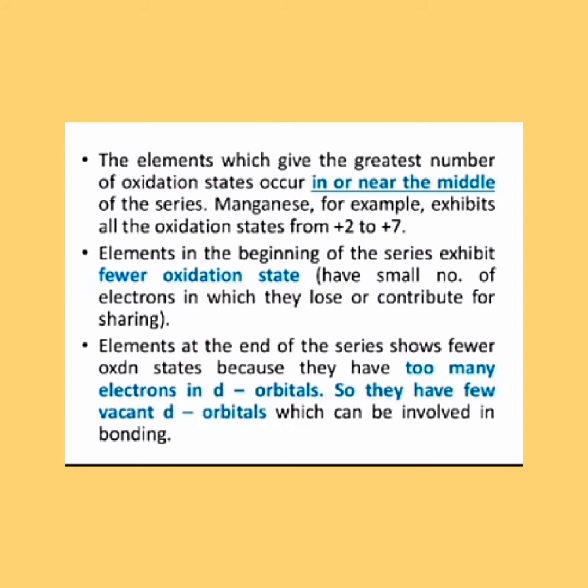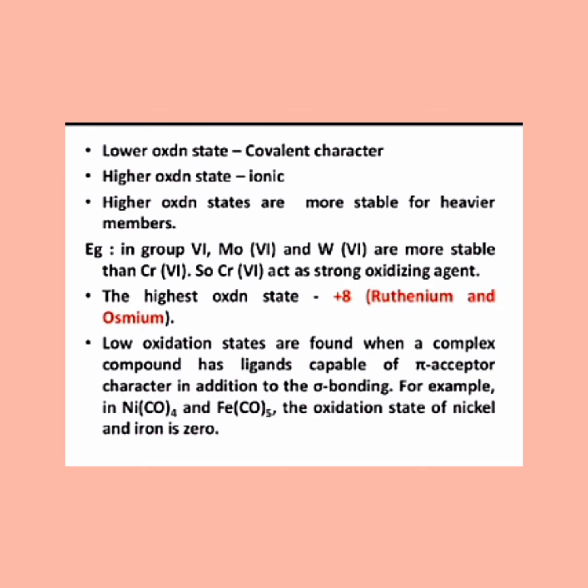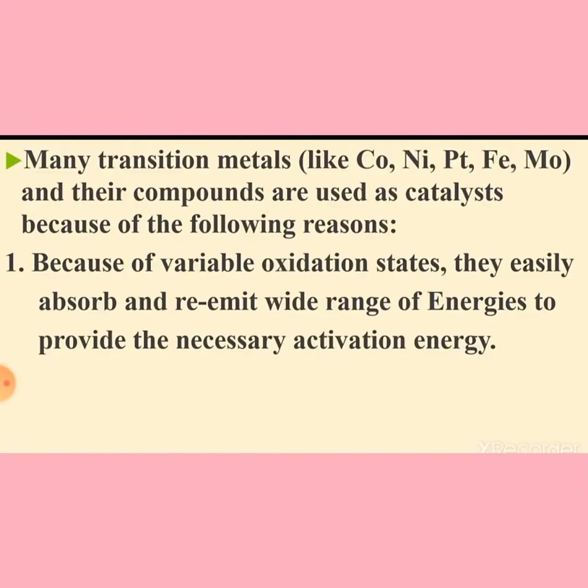The elements at the beginning of the series exhibit fewer oxidation states, those in the middle of the series exhibit greater oxidation states, and those at the end of the series show fewer oxidation states. Lower oxidation state means greater covalent character. Higher oxidation state means ionic character. Higher oxidation states are more stable for heavier members. Lower oxidation states are found when a complex compound has ligands capable of forming pi bonds along with the sigma bonds.